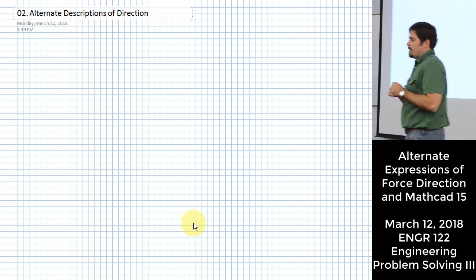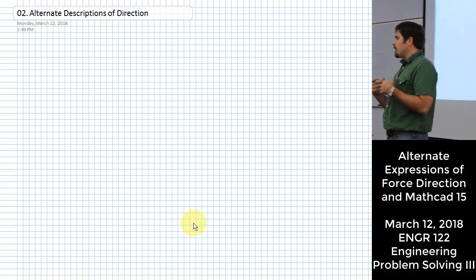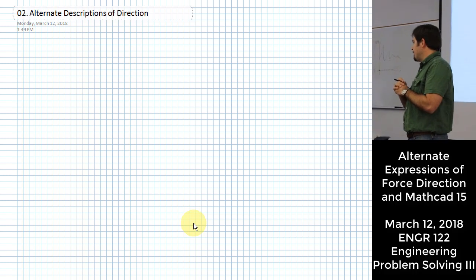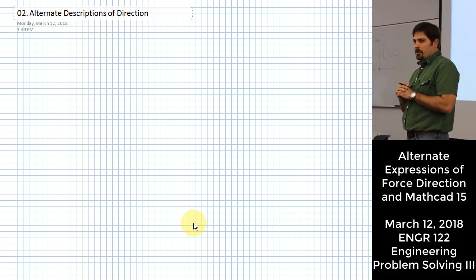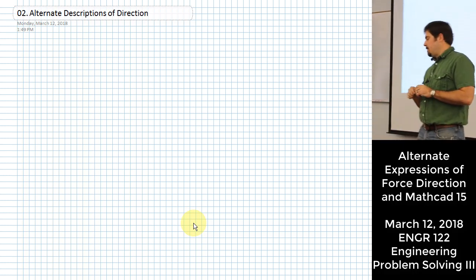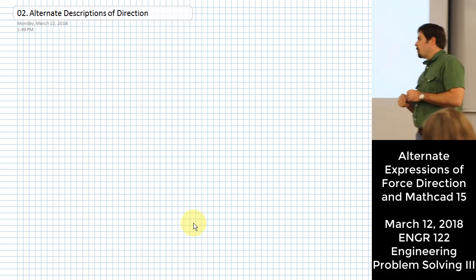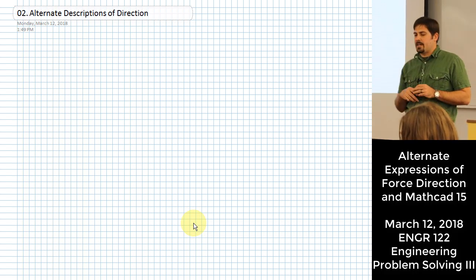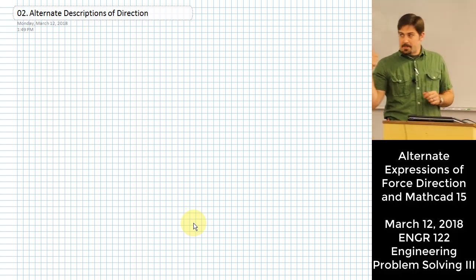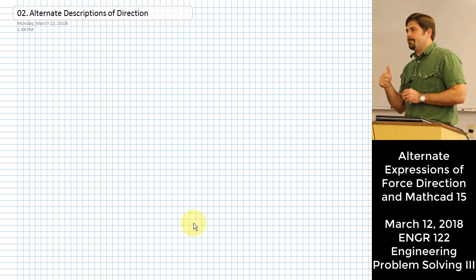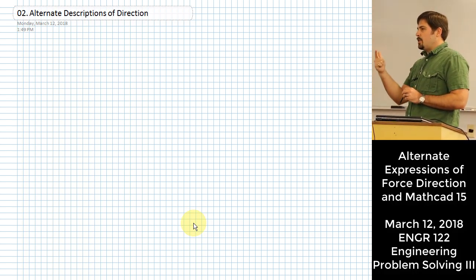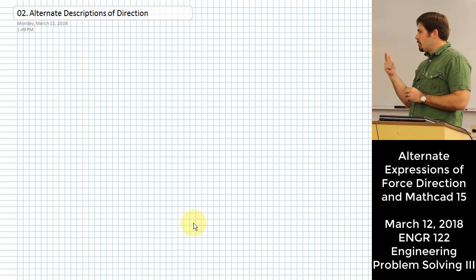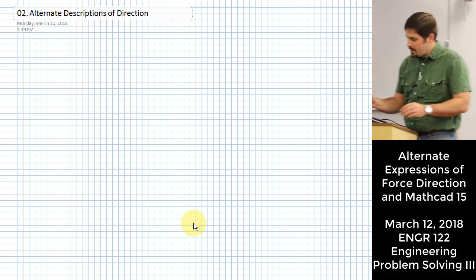So what I want to start with is there are some other ways that we can describe directions of forces. I mentioned this when we were here last time, but the two particular ways that we haven't talked about in much detail yet are the idea of slope, so I'm going to go over that a little bit, and the idea that you don't always have to measure your angles relative to the x-axis. Those are the two concepts I want to touch on real quick.